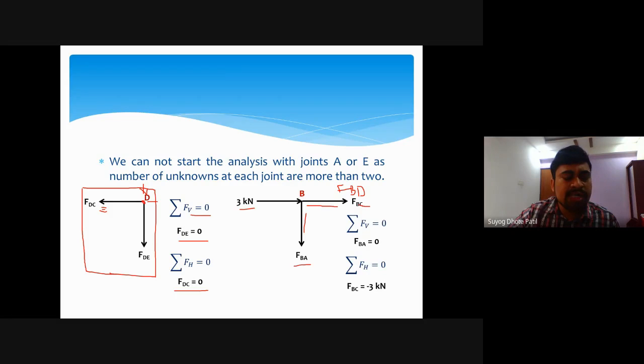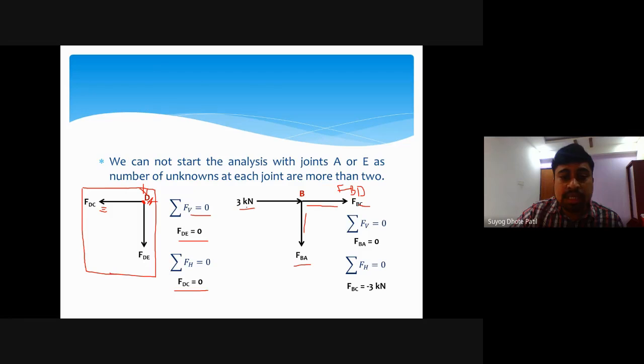Okay, all the time we will be considering this: basically we have to consider that the arrow is moving farther away from the joint in all cases. For joint D, the unknown member forces are considered as moving farther away from this joint. Again, at joint B, the unknown member forces are moving away from this joint.